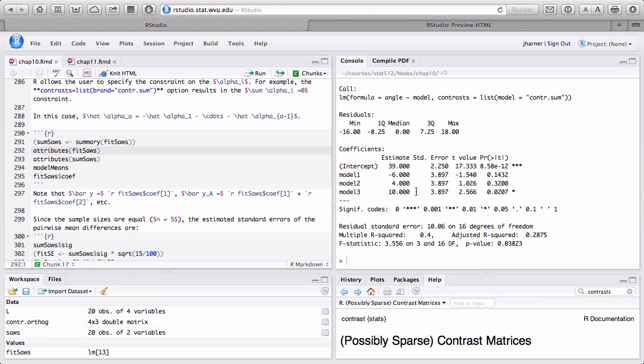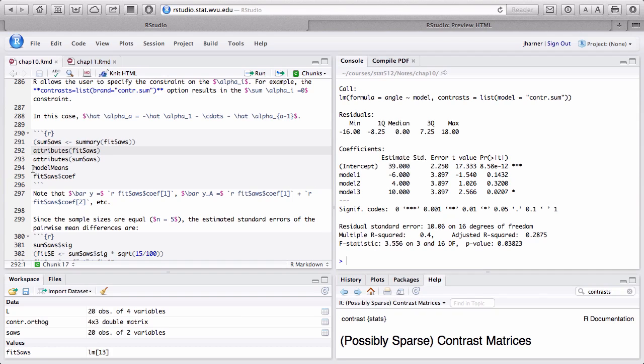Remember, if the sum of the alpha i is equal to 0, then alpha 4 equals what? It equals minus alpha hat 1 minus alpha hat 2 minus alpha hat 3. If I take the sum of those, minus 6 plus 4 plus 10, that's 14 minus 6, which is 8. But it's minus 8 because it's minus those, so it's 39 minus 8, and the fourth mean is 31. That's how you get it, under the assumption that the sum of the alpha i equals 0.